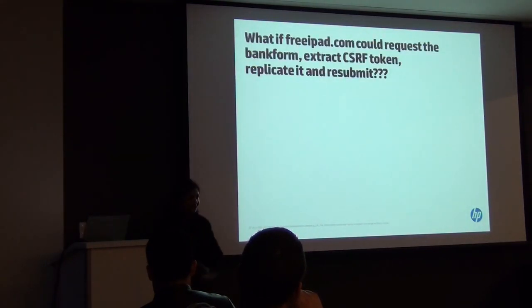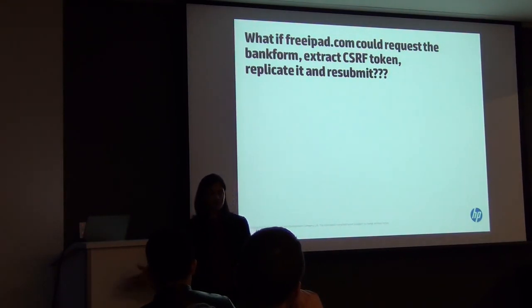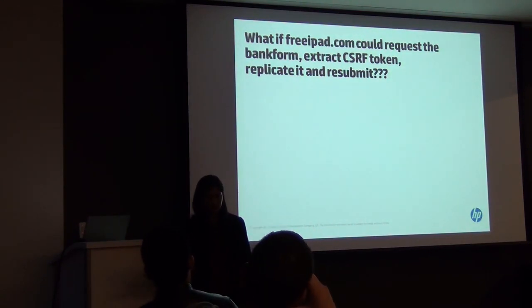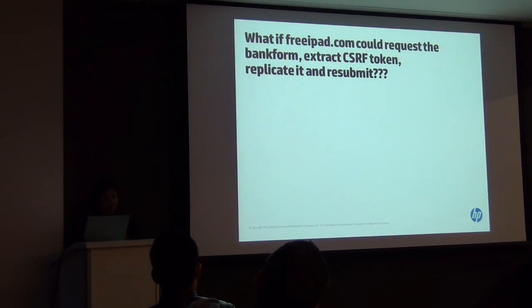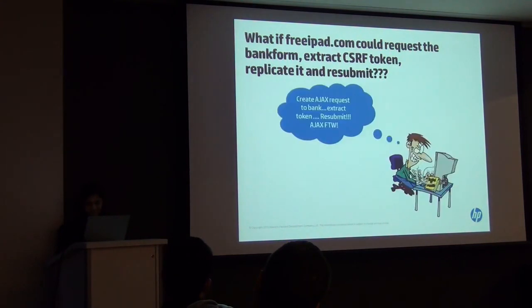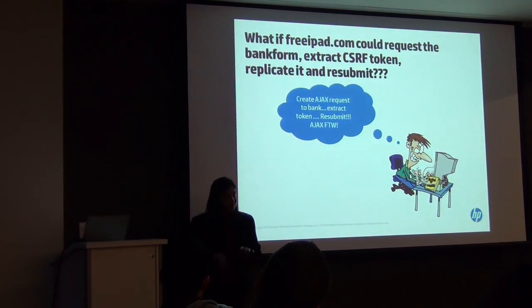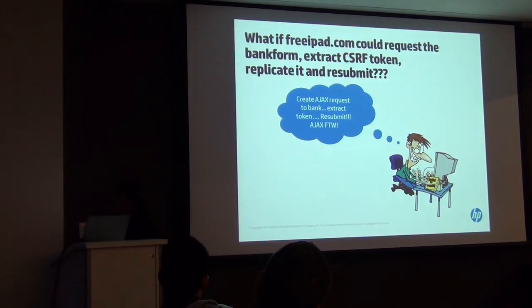So now, wishing that all the applications are using X-frame options and there is no more clickjacking, how do you go about doing CSRF from now onwards? So the attacker goes back to the blackboard, and what if I could request the bank form, extract the CSRF token, and replicate it, resubmit it with my request? So freeipad.com has to initiate some kind of request to bank.com and get that CSRF token, right? EVBOB is busy crafting this page. Okay, create a request to bank, extract the CSRF token, create another request, send that token with that request, and I will have my money transferred.